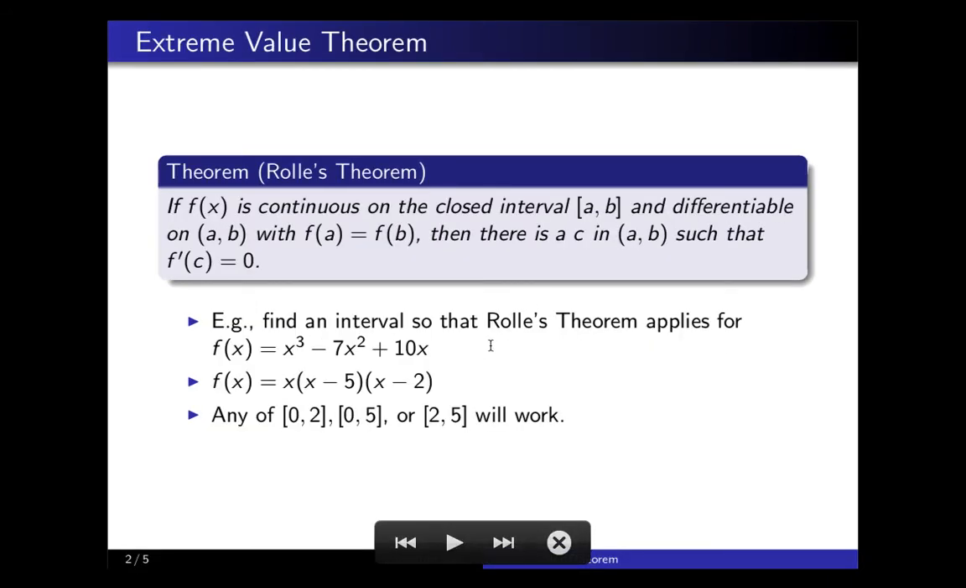Right, so what we could do is factor f to get that f is equal to x times (x minus 5) times (x minus 2). And from this, we can see pretty simply that any of these three intervals, 0 to 2, 0 to 5, or 2 to 5, will work because f of 0, f of 2, and f of 5 are all 0.